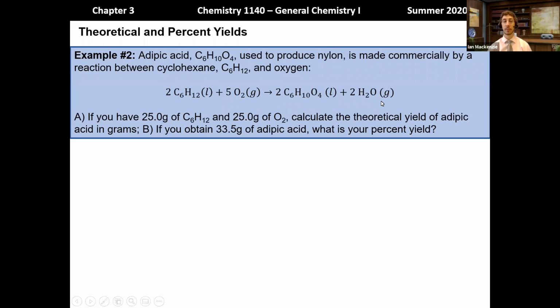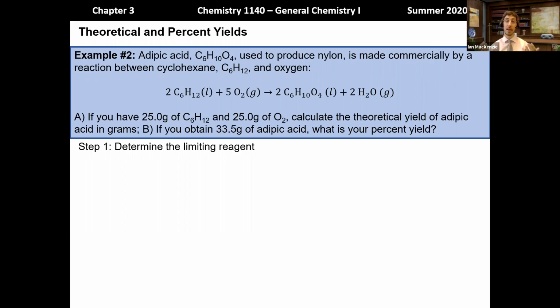So the first part of this question is, if we have 25 grams of cyclohexane and 25 grams of oxygen, what is the theoretical yield of adipic acid in grams? Essentially what we're asking is, how much adipic acid should I generate if I start with 25 grams of cyclohexane and 25 grams of oxygen? Well, the very first question is, which of those 2 starting materials is the limiting reagent? Which of those 2 starting materials do I base my stoichiometric calculations on?